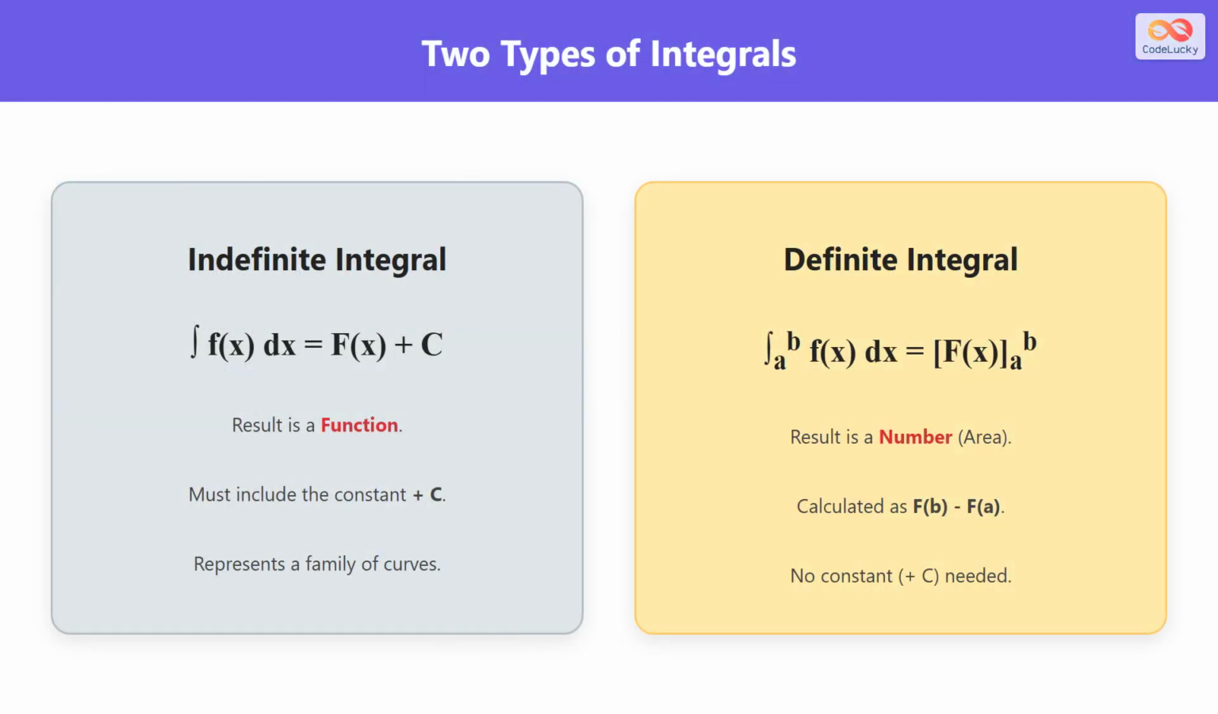It is crucial to distinguish between the two types of integrals. An indefinite integral results in a function and must always include the constant plus c. A definite integral, which has upper and lower limits, results in a specific number representing the area and does not need the constant c.